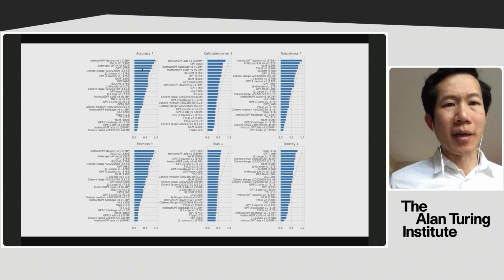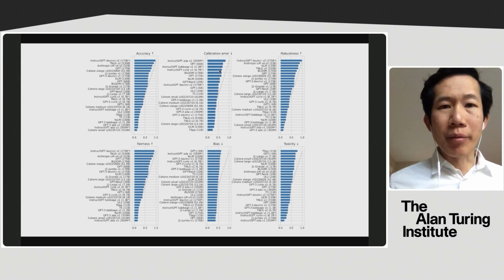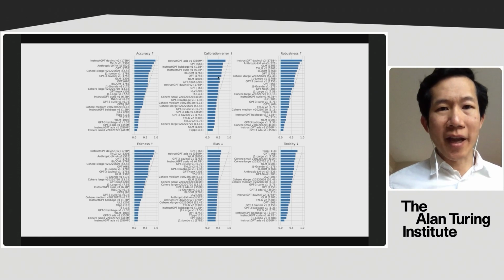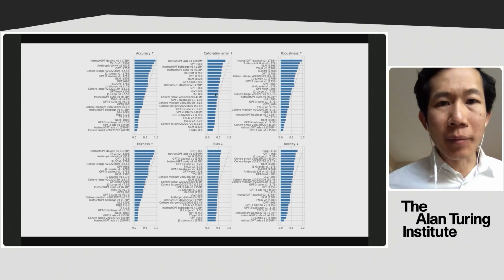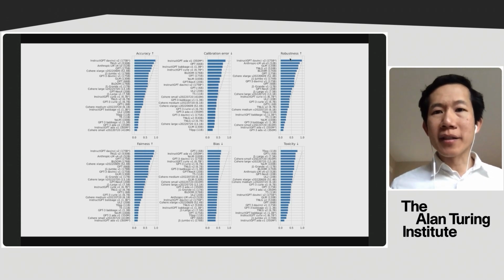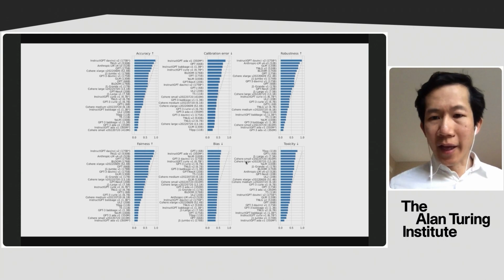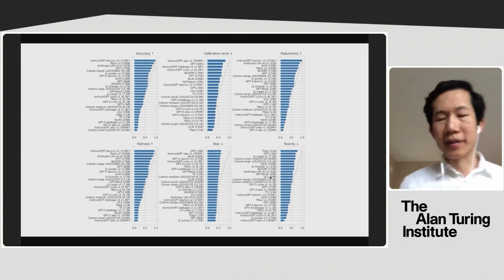They're sort of at the top, and then you have OPT for accuracy. For calibration, it's interesting. It's actually completely changed, where the OpenAI model is actually way down here. Robustness is pretty correlated with accuracy. Same with fairness, and you see that the others are sort of in different configurations.